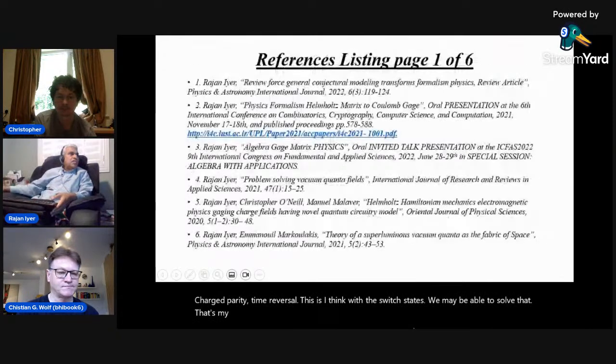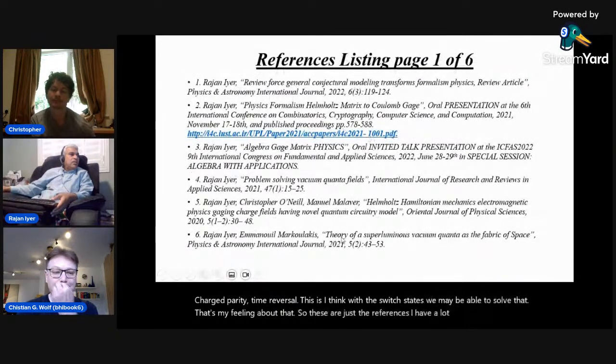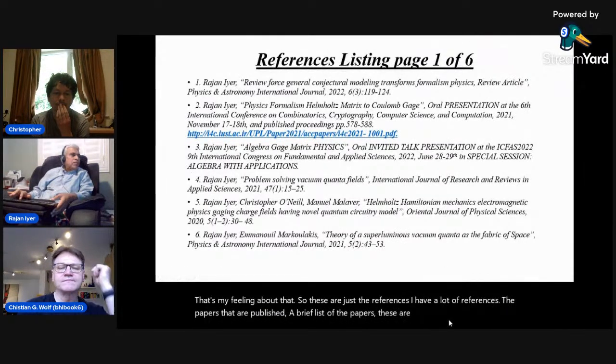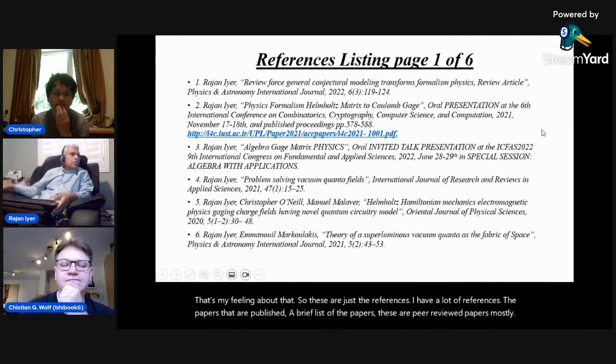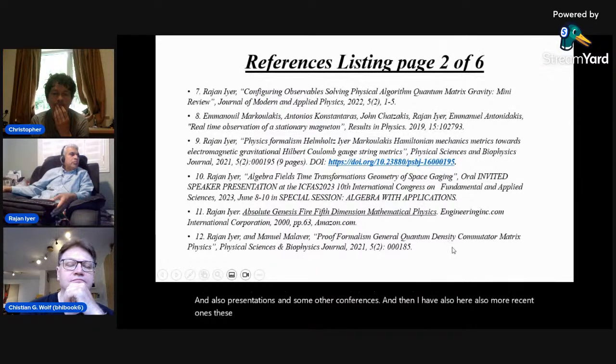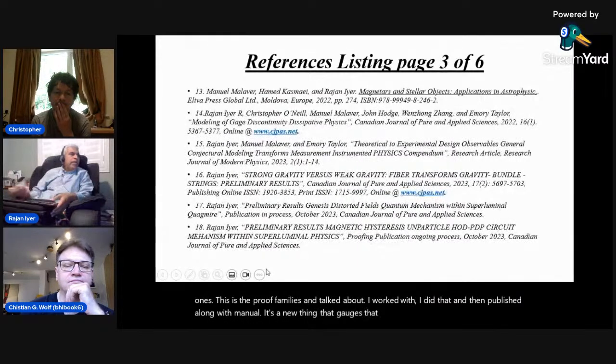So these are just the references. I have a lot of references, a brief list of the papers that I published. These are mostly peer-reviewed papers, and also presentations at some other conferences. And then I have here more recent ones. This is a proof formalism I talked about. I worked on that and then published it along with Manuel. It's a new thing that helps in gauging to the higher level.